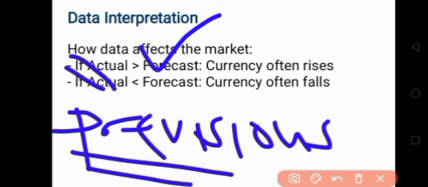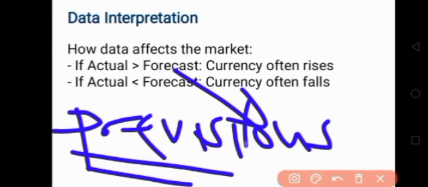Whereas if actual data is less than forecasted data, or actual data is less than previous data, the currency always falls. And what do we expect here? What we expect here is that we will get bearish.